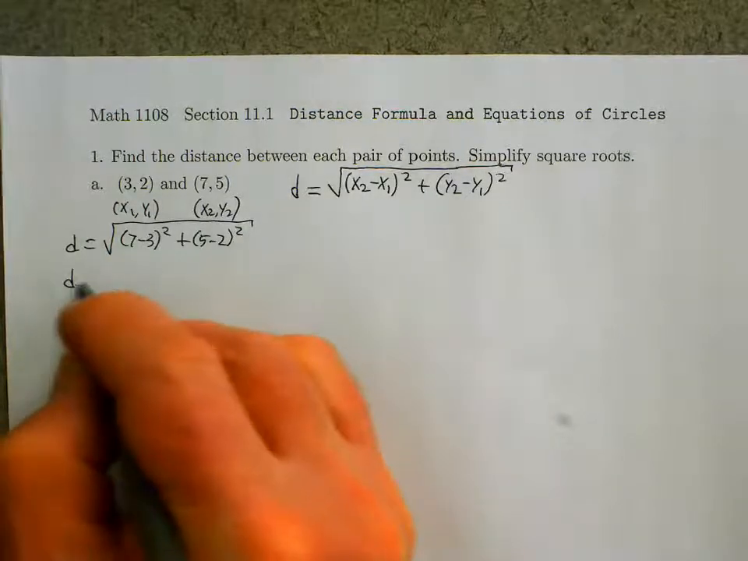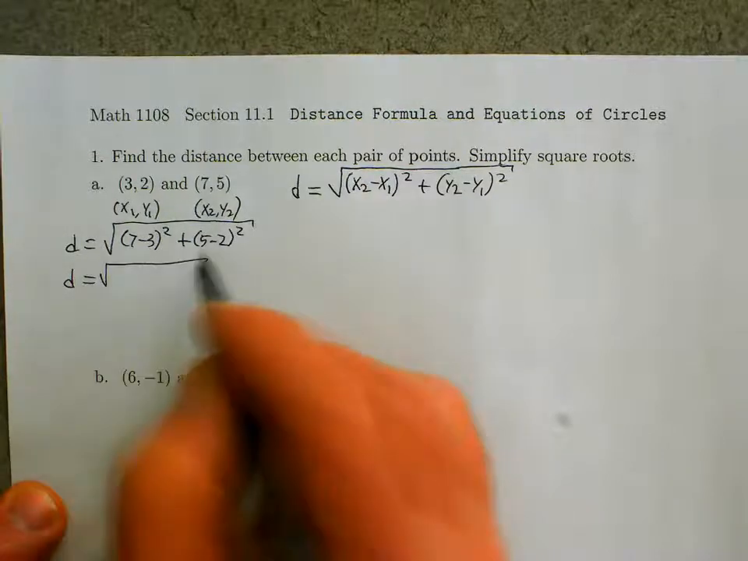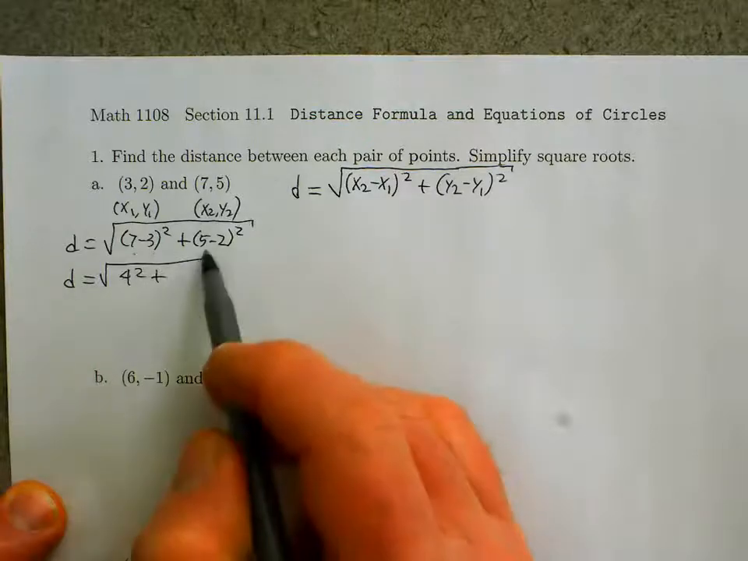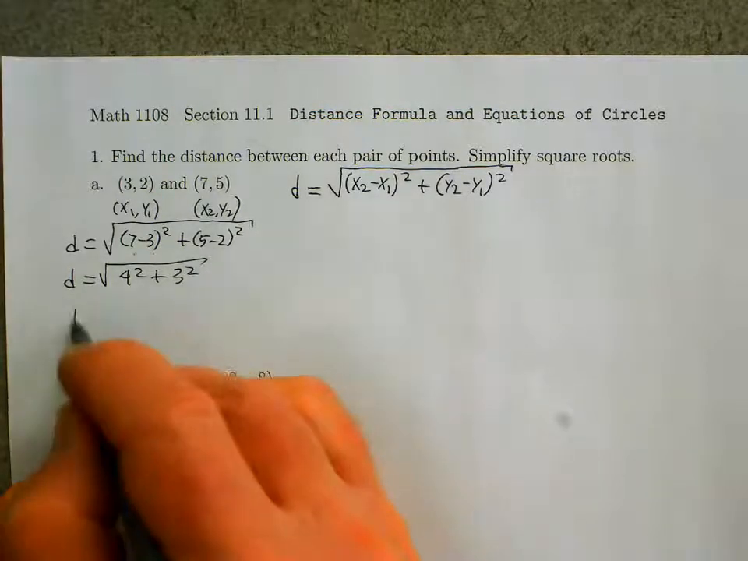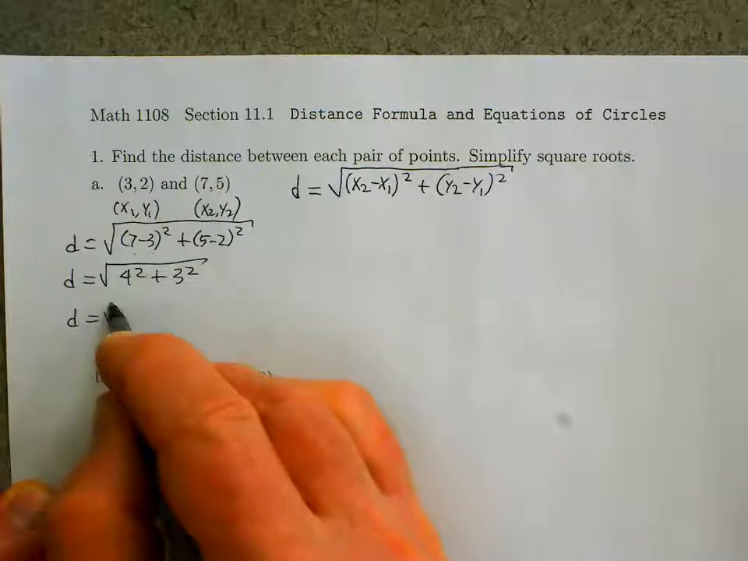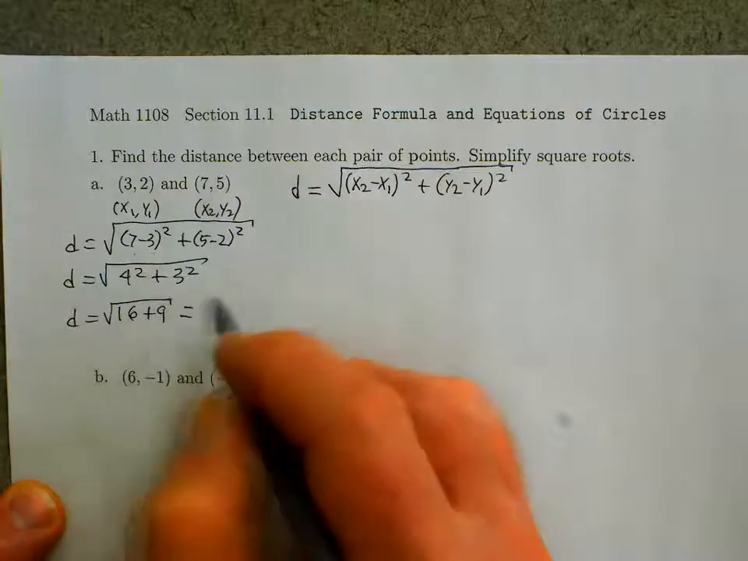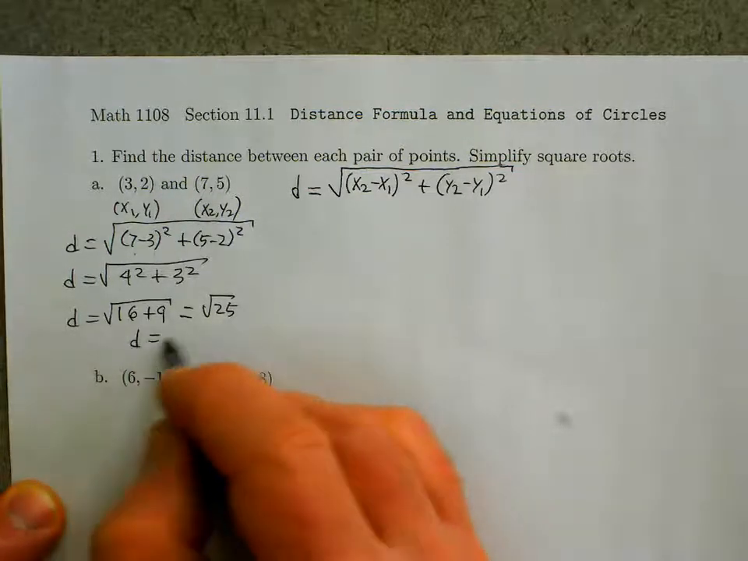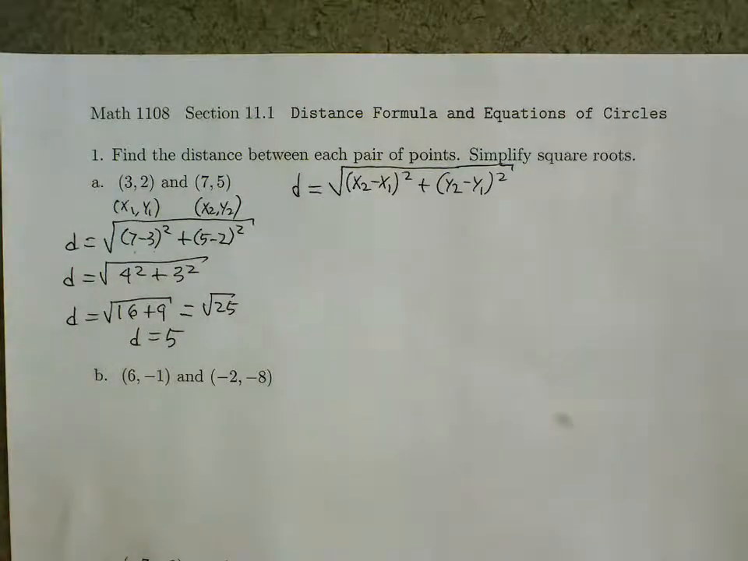And then we just do the arithmetic. So inside the square root, 7 minus 3 is 4 squared. 5 minus 2 is 3, so plus 3 squared. Then the square root of 16 plus 9, which is the square root of 25. So the distance simplifies to the whole number 5.